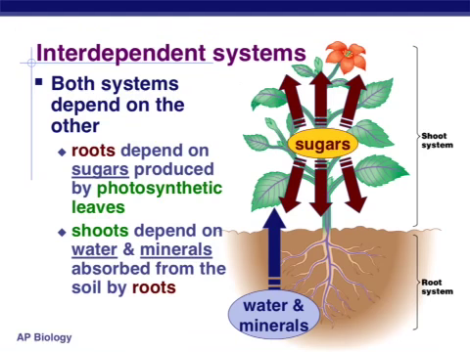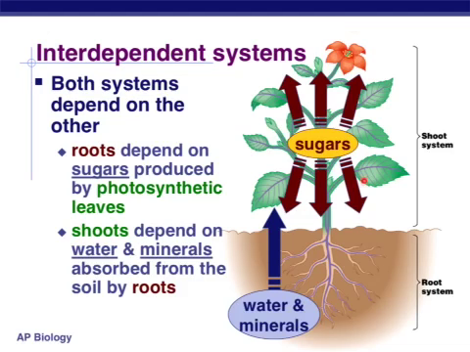Okay, now, plant systems, just like animal systems, are interdependent. They both depend on each other. Your roots don't make any food for themselves, so they're going to depend on the sugars made by the leaves because that's where photosynthesis takes place. So photosynthesis happens in the leaf, and sugars get transported from those leaves up to flowers and down to roots.